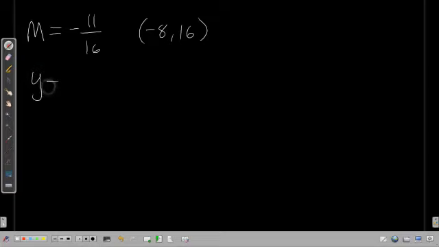They've got one more like that for us. They say the slope is minus 11 over 16, and it goes through the point minus 8 comma 16. So it's got to start looking like y equals mx plus b. M is minus 11 over 16, so this says y equals mx plus b.